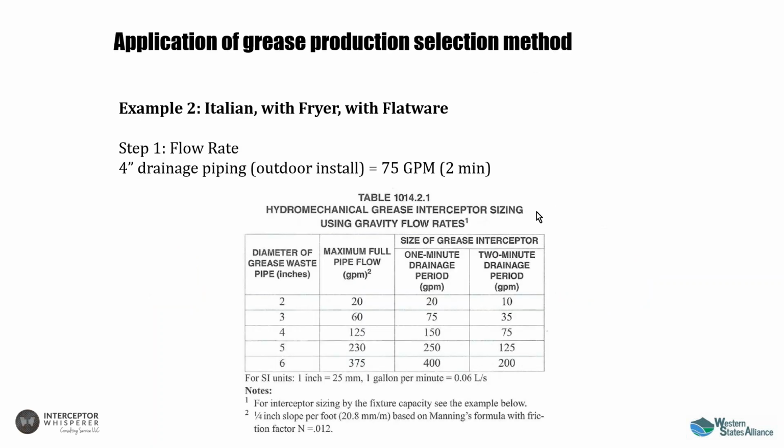Okay, so if I take a simple example here, we only have time for one, so I'll walk you through. This is a real example where it's an Italian restaurant. You'll notice here it's Italian with fryer with flatware, and it has a 4-inch drainage pipe, which was, in this case, an outdoor installation. But in terms of how we would size it, we look at a 4-inch pipe, 1 minute drainage period would be 125 gallons a minute, but we know outside we're not going to see that kind of volume, so we would use a 2-minute drainage period for the minimum flow rate, and that would mean for step 1 a minimum of 75 gallons per minute. Maximum. That would be the maximum required.